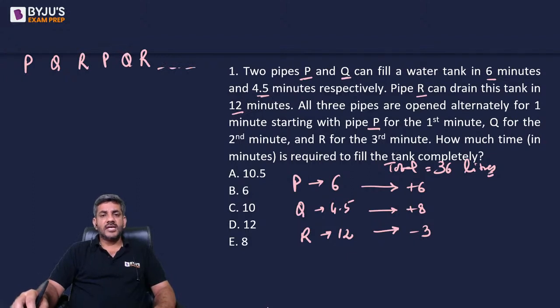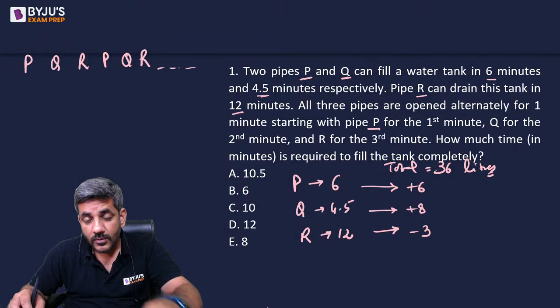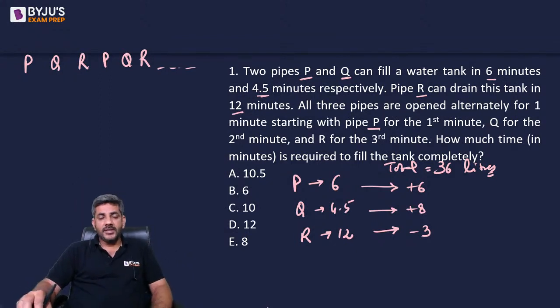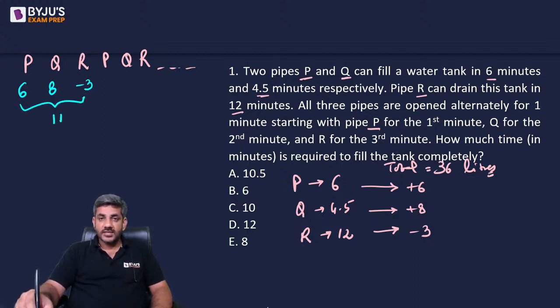Question is, how much time is required to fill the tank completely? So simply I would put it like this. First of all, 6 units are filled in by P, then 8 units are filled in by Q, then 3 units are taken out by R. So ultimately 11 units are filled in the first 3 minutes. Of course, in the next 3 minutes, again there would be 11 units, 6, 8 and minus 3. So we already have 22 units.